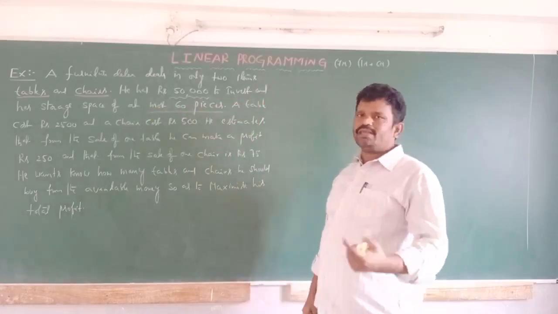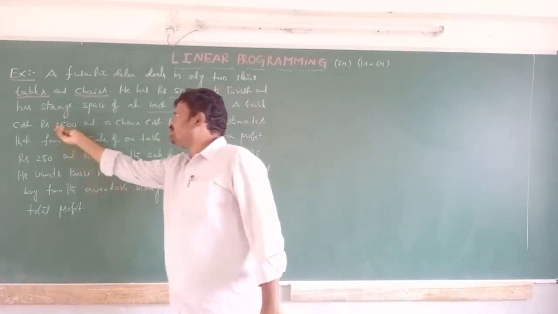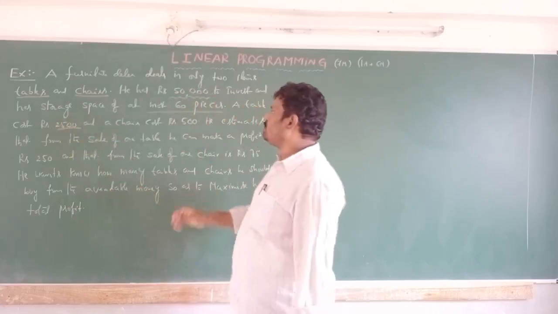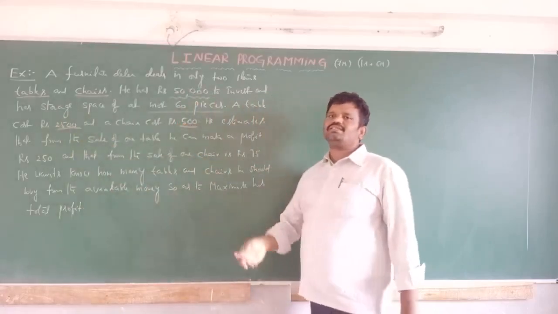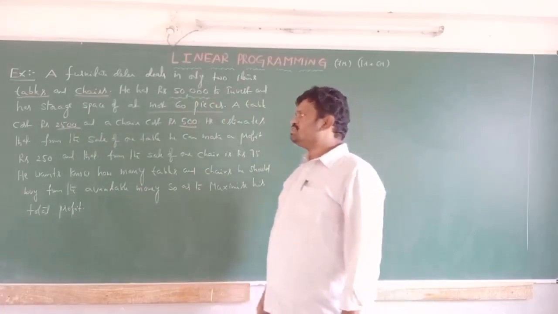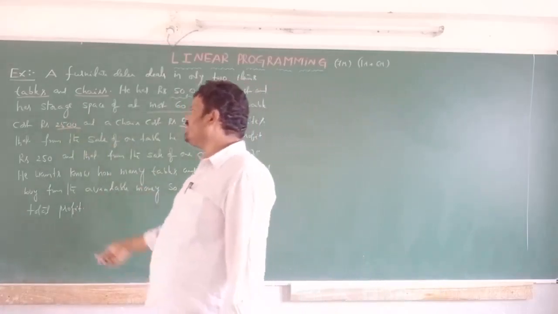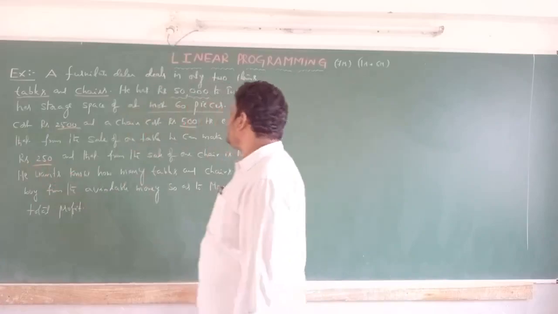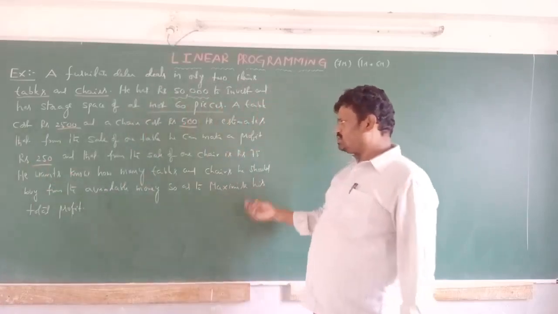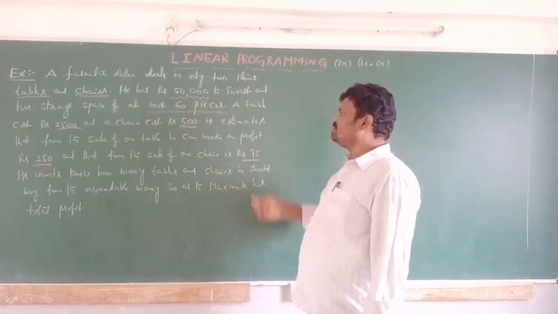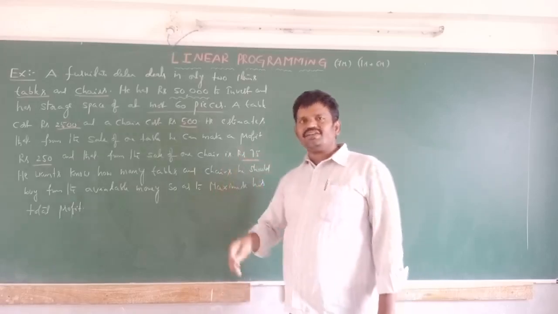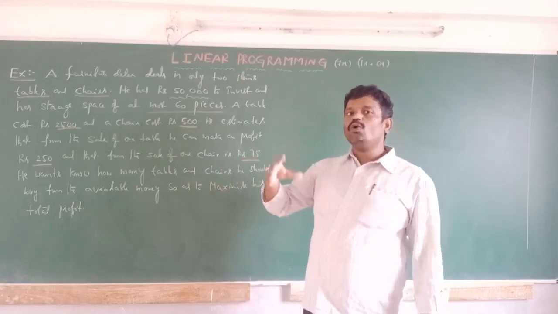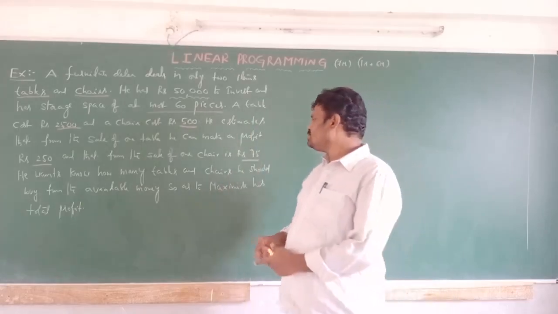Now he wants to buy tables and chairs. The table costs 2,500 rupees and the chair costs 500 rupees. If he sells one table, he gets a profit of 250 rupees. If he sells a chair, he gets a profit of 75 rupees. So this is the given data. By using this data, we want to get the maximum profit.